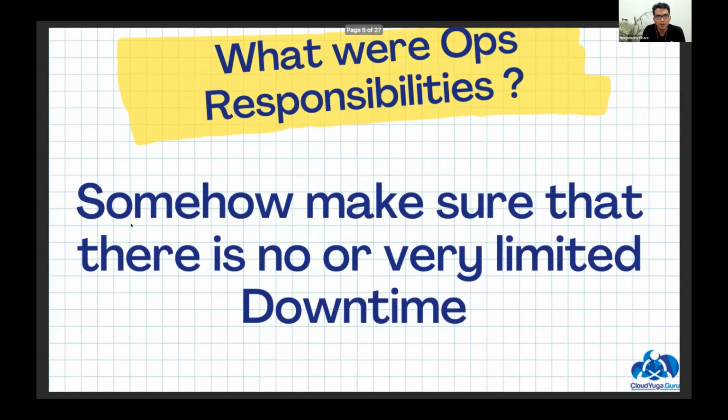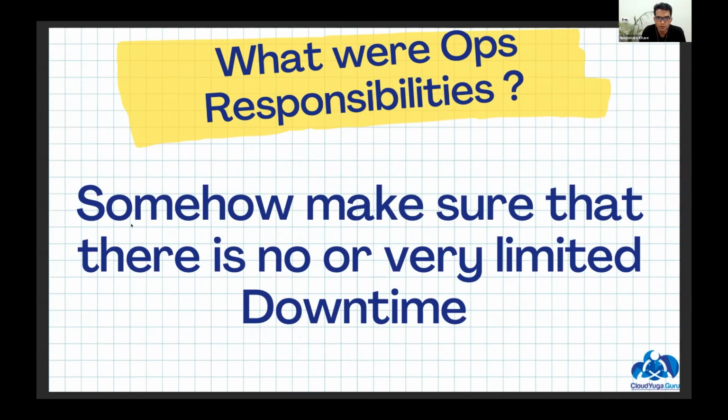And what were the ops responsibilities? At a very high level, the ops just wanted to make sure that their server is running, their infra is running all the time. It means they have to run some very stable version of software, maybe an OS also, and so on. And they were very resistant to taking new changes, right?